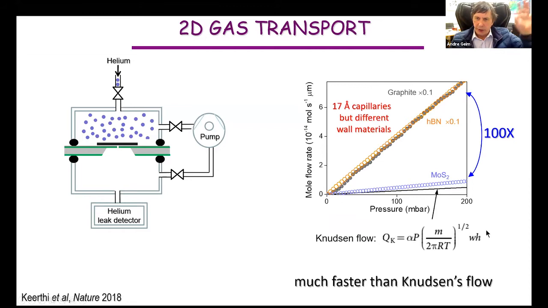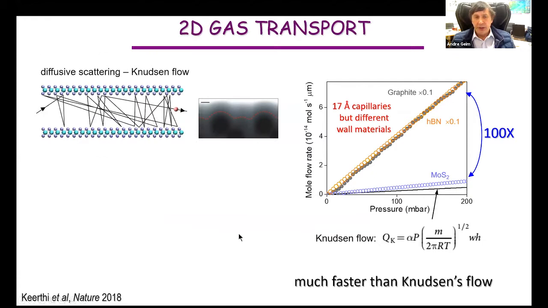But if you make capillaries out of graphite or boron nitride, you get 100 times, sometimes 1,000 times quicker flow than you can expect from classical physics. And this is just one example of many experiments that we have done.